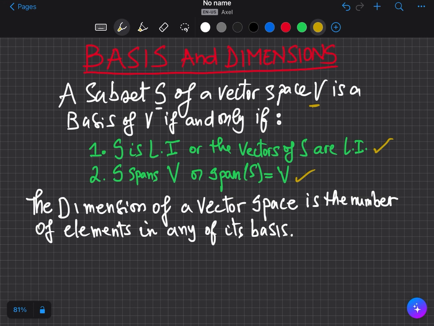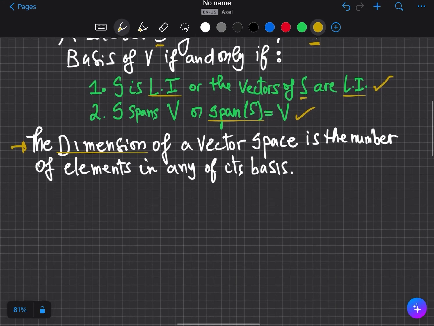Remember, we said in the previous video that considering a subset S of a subspace V, S is a basis of V if and only if S is linearly independent, or the vectors of S are linearly independent. Also, we say that S must span V, or span S equals V. Now, we also define the dimension. The dimension of a vector space is the number of elements in any of its bases. Okay, now let's have a look at some practicals.